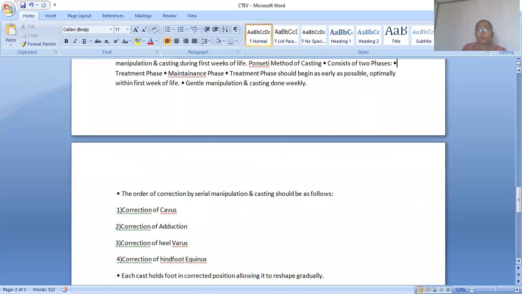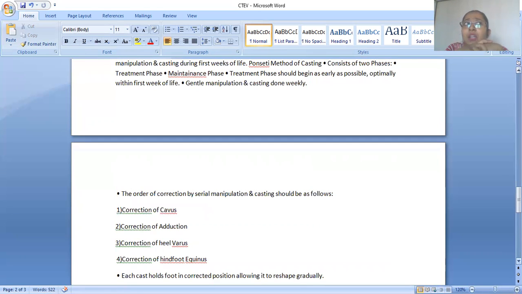Then we will discuss the operative management. In operative management, there is tendoplasty, then osteotomy, then open surgery for the alignment of the bone. There is also the Ilizarov technique. Then there are many types of operative methods that have come nowadays, and mostly operative procedures are done in recurrent clubfoot, neglected clubfoot, or untreated clubfoot. If the clubfoot is detected at an early stage, it is mostly treatable with the conservative method only.